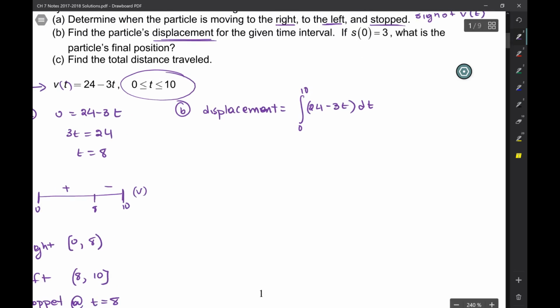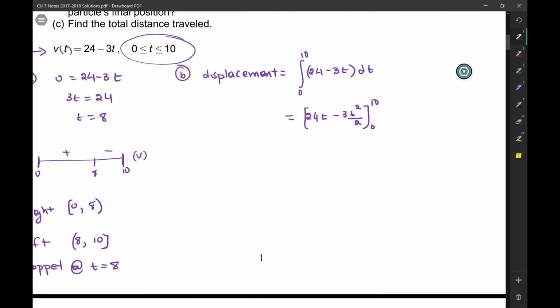Okay, so here, this is going to be 24t minus 3t squared over 2. And we're going to go from 0 to 10. And we all know how to do this now. We're experts because we took a test on chapters 4, 5, and 6. So you just plug them in, and we get 90 meters. So the displacement is 90 meters.